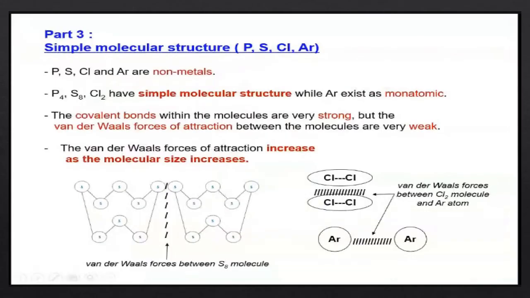Okay, if we check, phosphorus, sulfur, chlorine, and argon are non-metals. We cannot compare with atoms because we are talking about molecules. So phosphorus exists as a molecule P4, sulfur as S8, chlorine as diatomic Cl2. Argon is monoatomic.